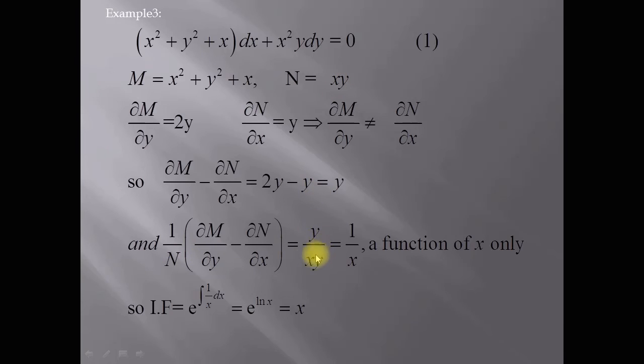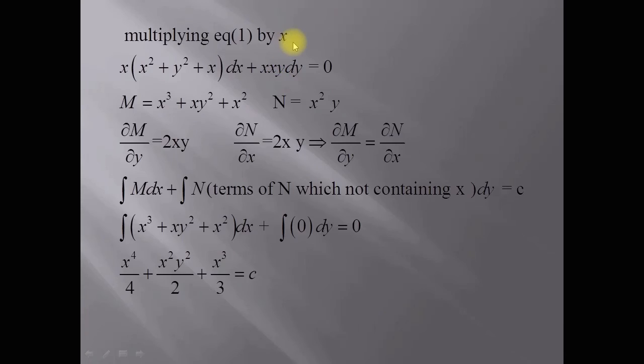Dividing this result by the N function, we get 1 over x, and it is clear that this is only a function of x. So we can find the integrating factor by this formula, e power integration of this function with respect to x. The integration of 1 over x is log x, so e power log x gives x. Now this is the integrating factor. Now dear student, simply multiply this integrating factor to the given differential equation, and then again check the differential equation. The differential equation definitely will be an exact differential equation.